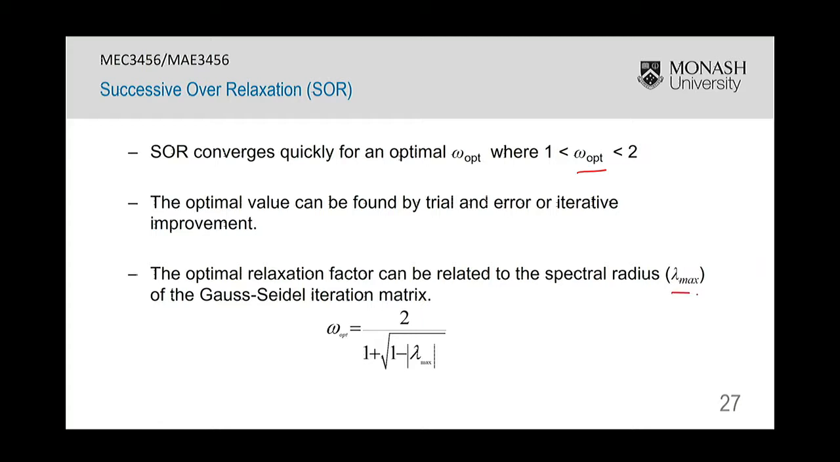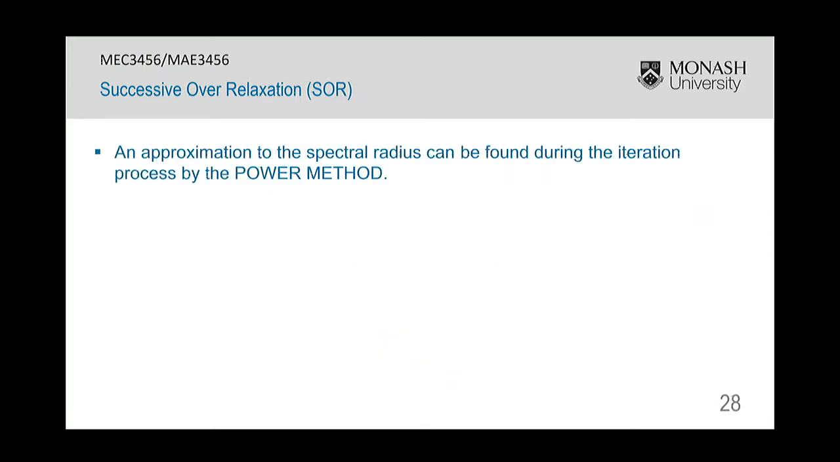So if we can calculate the spectral radius, lambda max, the optimal relaxation parameter is given by this expression here: 2 divided by 1 plus the square root of 1 minus the absolute value of the spectral radius. So if we can find some way of calculating this, we can then estimate the optimal relaxation parameter. It turns out that there's a really simple way to estimate the spectral radius, and it's called the power method.